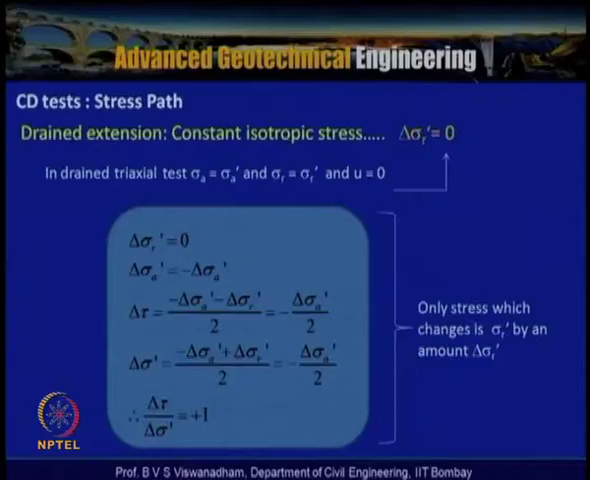So the only stress which actually changes is delta sigma r dash, by an amount delta sigma r dash. In this case delta sigma a dash is equal to 0, and delta sigma r dash is equal to minus delta sigma r dash, and delta tau is equal to minus (delta sigma a dash minus delta sigma r dash) by 2. With delta sigma a dash equal to 0, we get delta tau is equal to minus delta sigma r by 2, and delta sigma dash is equal to minus delta sigma r dash by 2. So delta tau by delta sigma dash is equal to plus 1.